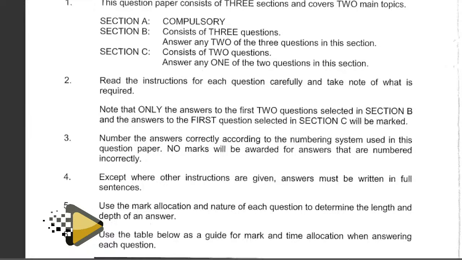Now the last section, we have section C, and this section C consists of 2 questions, and the expectation is to choose only 1 question, and 1 question carries 40 marks. So if you add the marks for section A, section B and section C, they sum up to 150. Remember, section A we have 30 marks, section B we have 80 marks, and section C we have 40 marks.